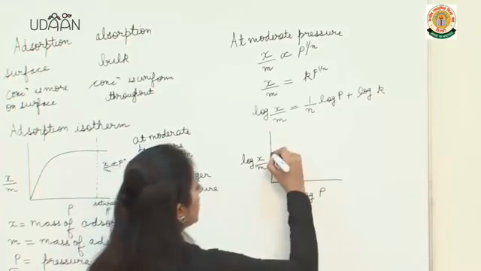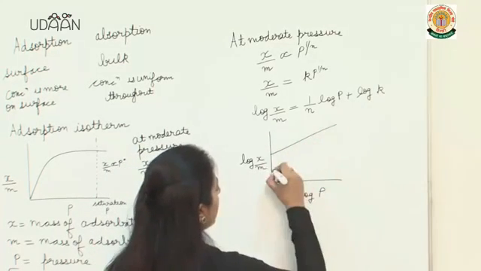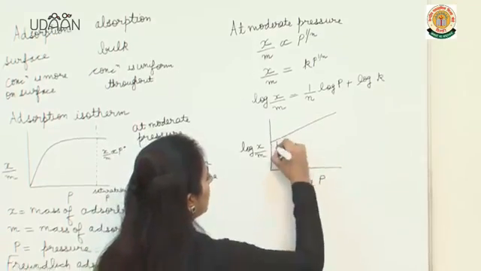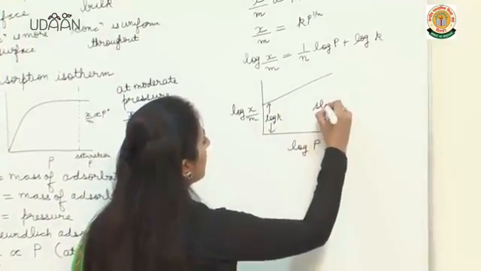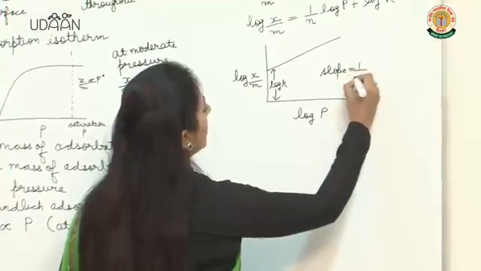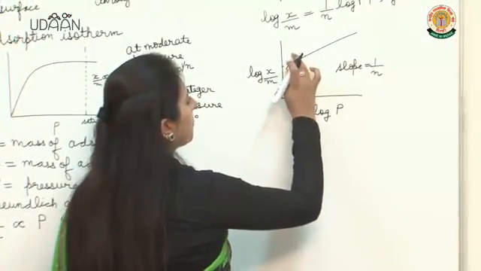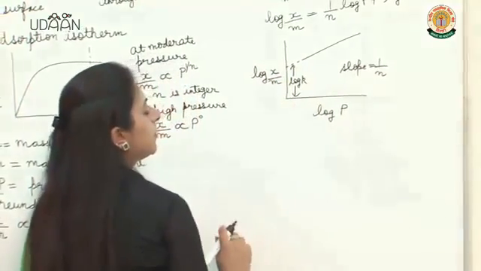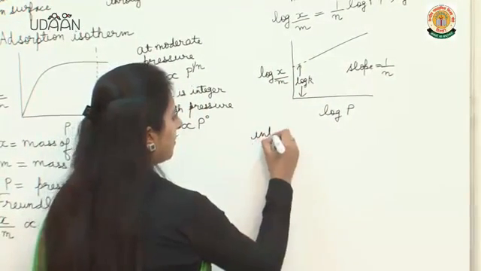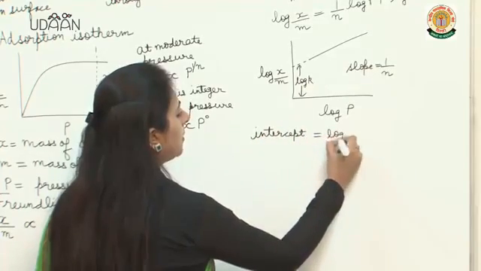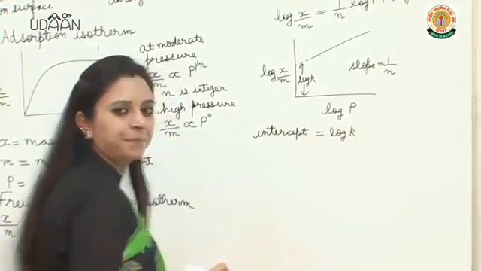Intercept क्या हो जाएगा? Intercept would be log k, और slope क्या हो जाएगा? Slope would be 1 by n. So, intercept would be log k and slope would be 1 by n.